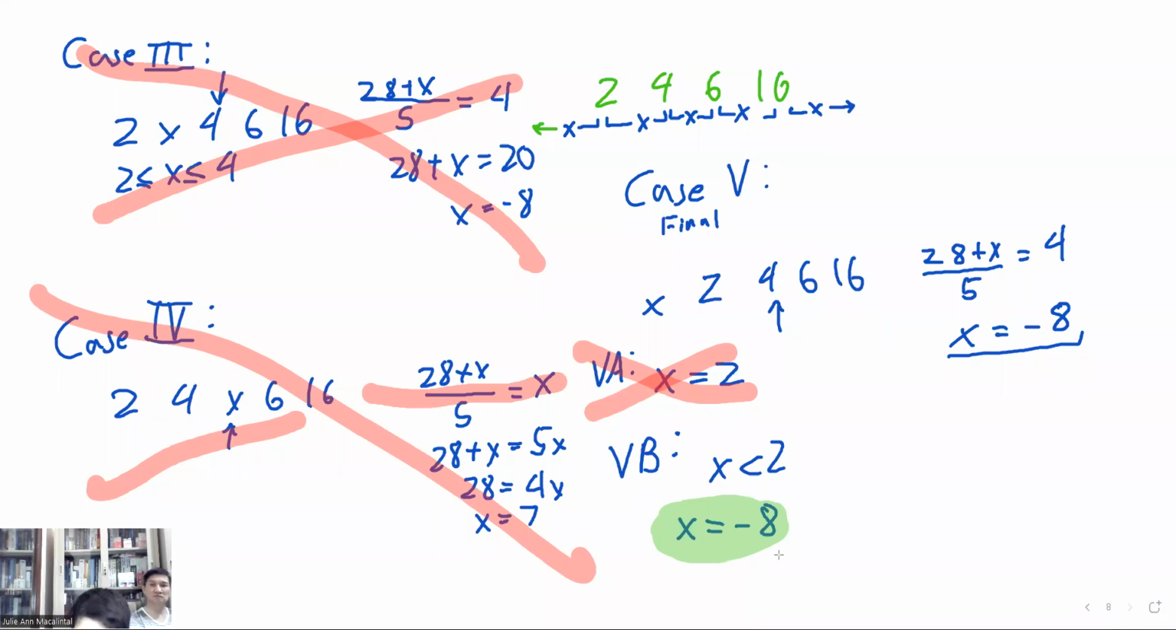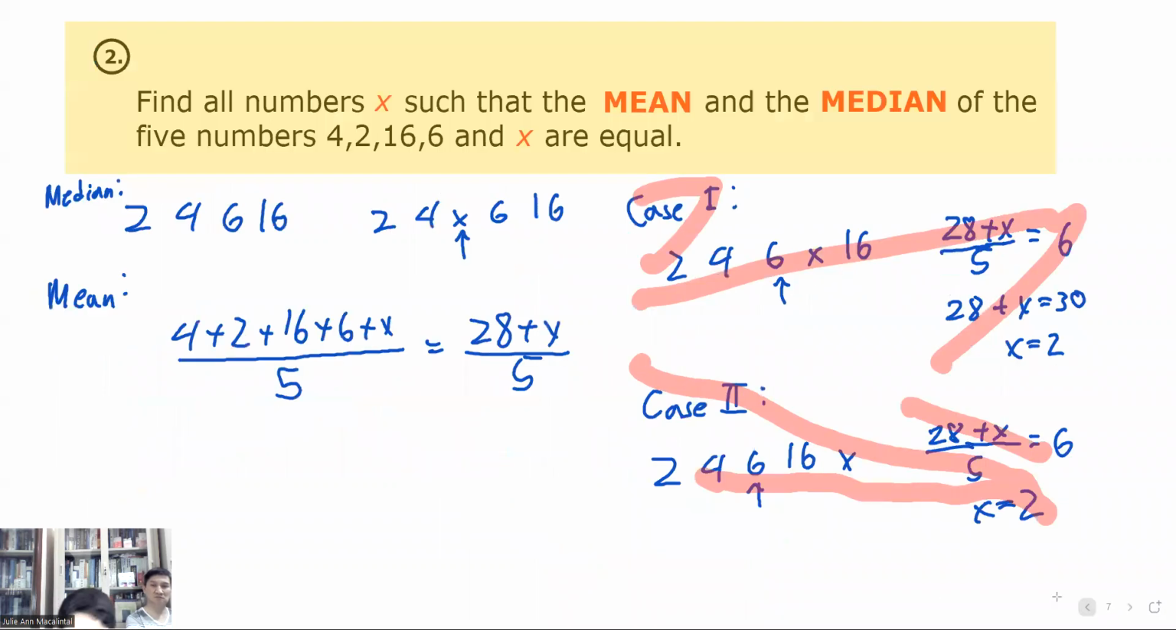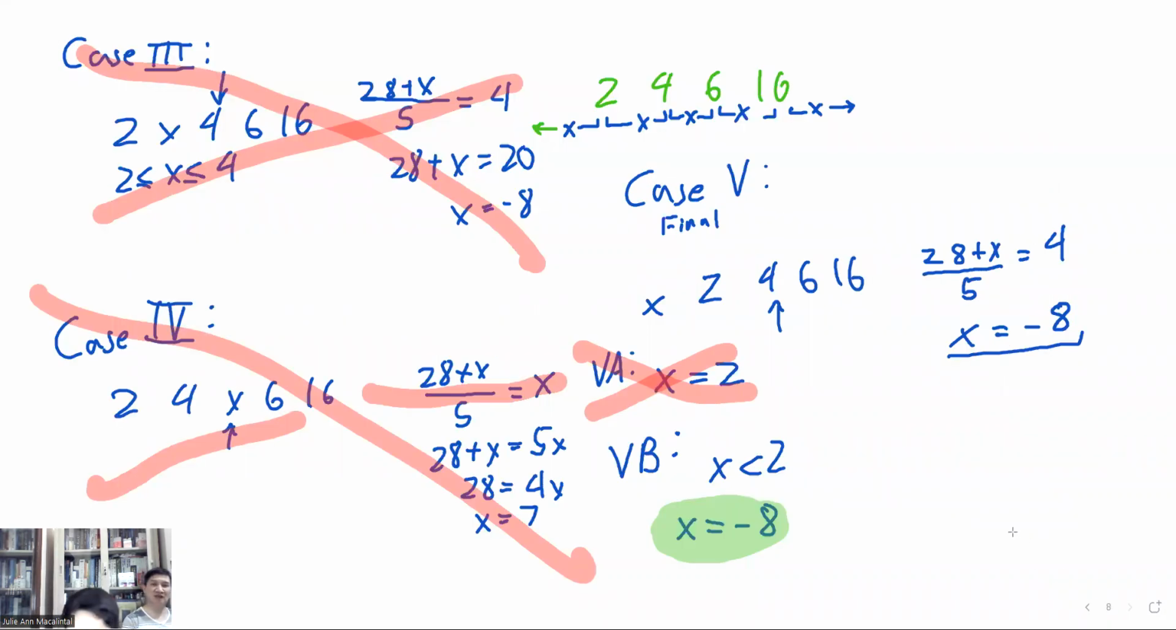So this is actually the only value of x where the mean and median for these five numbers are equal. Yes, so I guess this wraps up our video.